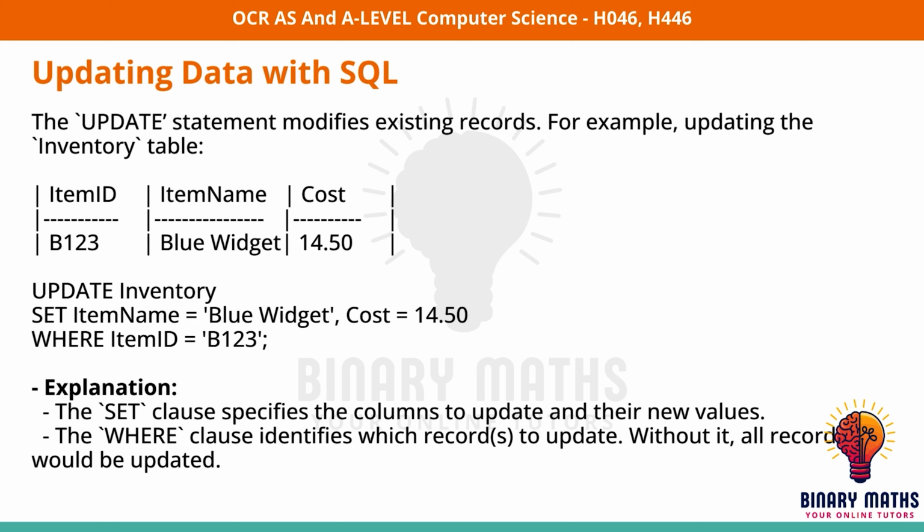Sometimes you'll need to update existing records. For this, we use the UPDATE statement. For example, let's say we want to change the name and cost of the item with item ID B123. We can write the following SQL statement, as you can see from your screen. The SET clause specifies the columns to update and their new values. The WHERE clause identifies which records to update. Without it, all records in the table would be updated, which is usually not what you want.